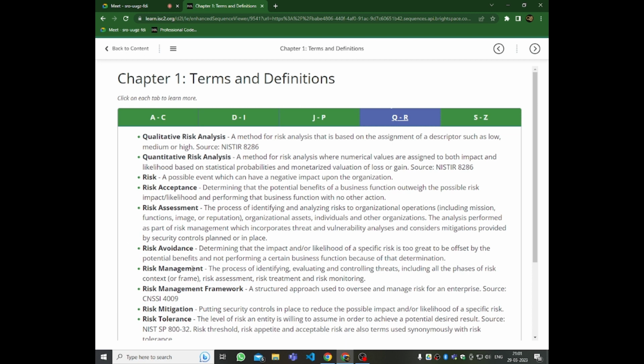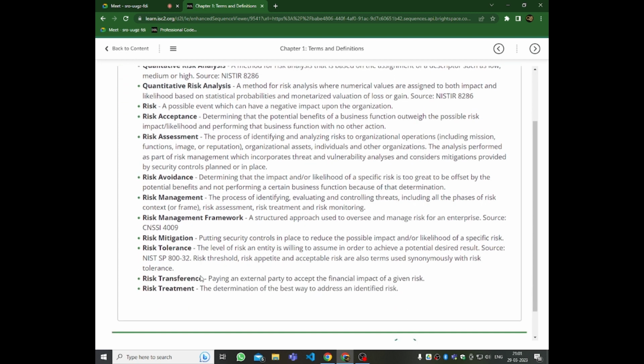The next is risk management. The process of identifying, evaluating, and controlling threats, including all phases of risk context, risk assessment, risk treatment, and risk monitoring. Risk management framework, a structured approach used to oversee and manage risk for an enterprise. Next, risk mitigation, putting security controls in place to reduce the possible impact and or likelihood of a specific risk.